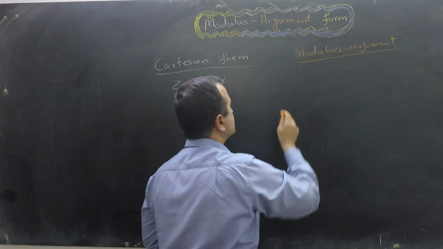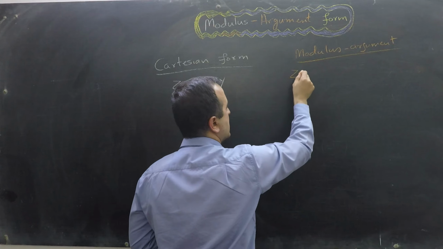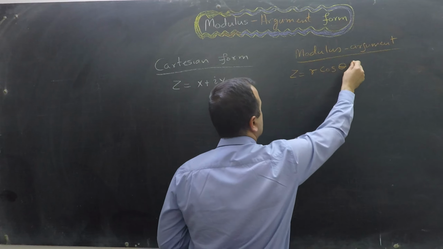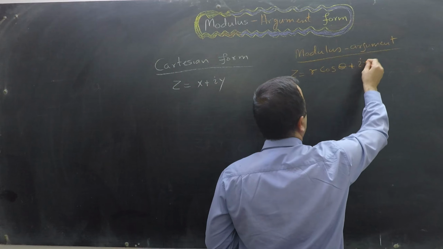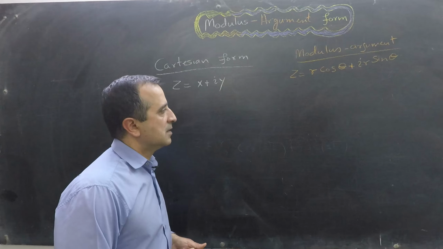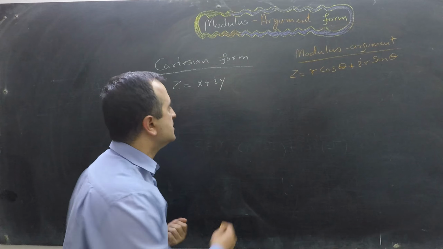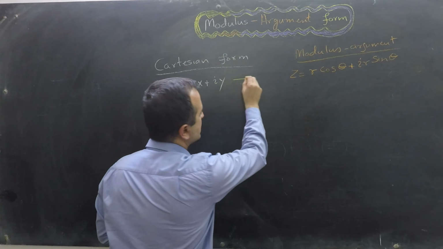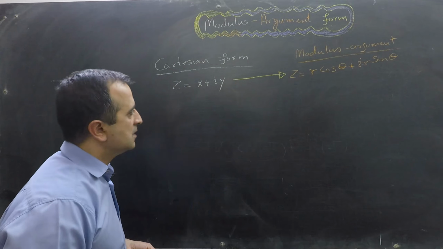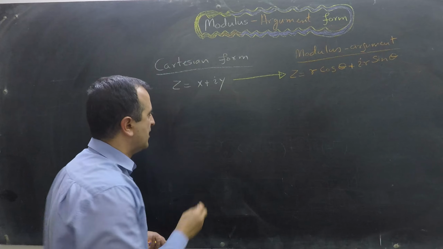we write a complex number z as r cos theta plus iota r sin theta. The aim of this video is to convert Cartesian form to modulus argument form. So now let's first define what is modulus.